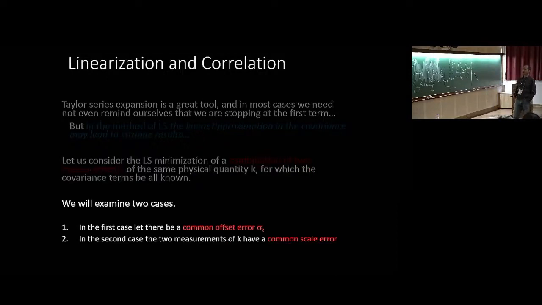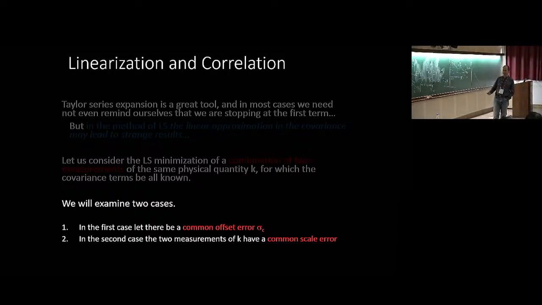We can examine two cases. We can add some systematic, no, not a systematic, let's just call it a common offset error. So both experiments have a wrong jet energy scale, so they underestimate the energy of the jets, and so the mass of the top quark gets to be underestimated in both detectors, something like that.